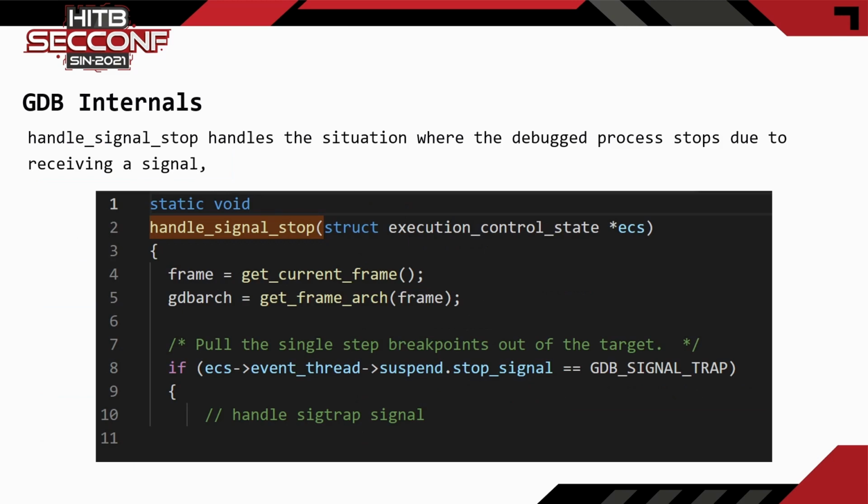The handle_signal_stop function is used to handle the situation where the debugged process stops due to receiving a signal. The screenshot is the code used to handle the SIGTRAP event in the handle_signal_stop function. We can also use similar code to implement our tracer.